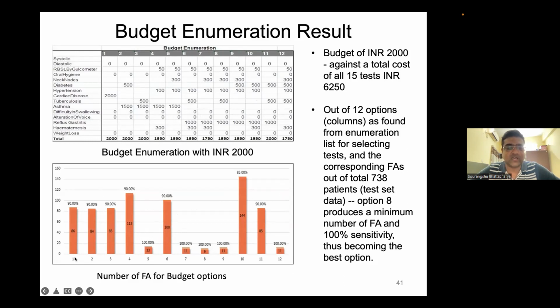Corresponding to these budget enumerations, we are now looking at the false abnormal rates for each of these. What you can see here is that option 8 produces the minimum number of false abnormals. This is 9 false abnormals with 100% sensitivity. The percentage number here is the sensitivity number, and the bar indicates the size of the false abnormals. So we can suggest this particular test combination.